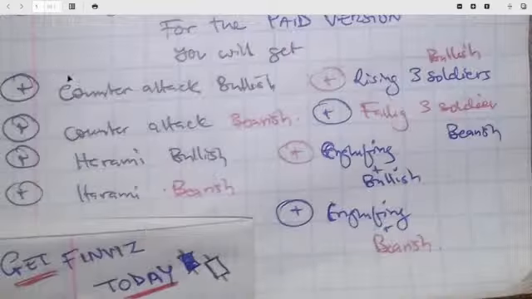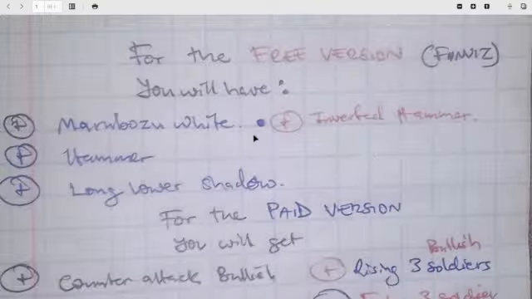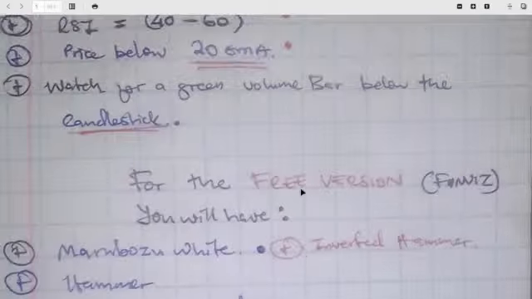You get the bullish counter attack, the bearish counter attack, then the bullish harami, the bearish harami. You also get the bullish engulfing and the bearish engulfing. You get the three rising soldiers, which is bullish, and the three falling soldiers for the paid version. But for the free version, you get the marubozu white, the inverted hammer, the hammer, and the long lower shadow.